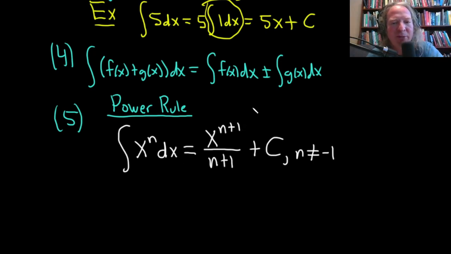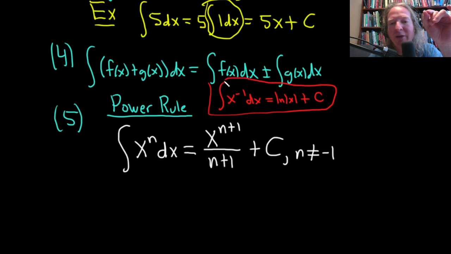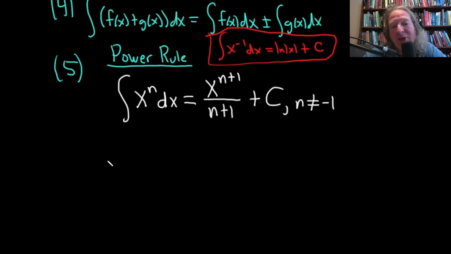I'll show you, and I'm going to put it in red up here. If you have x to the negative 1, this is going to be the natural log of the absolute value of x plus c. And this is something you learn later in calculus. We're not going to be discussing it in this video. It's taught much later. But for every other choice of n, you can use this formula. So very powerful. Let's do an example right away so you see it.